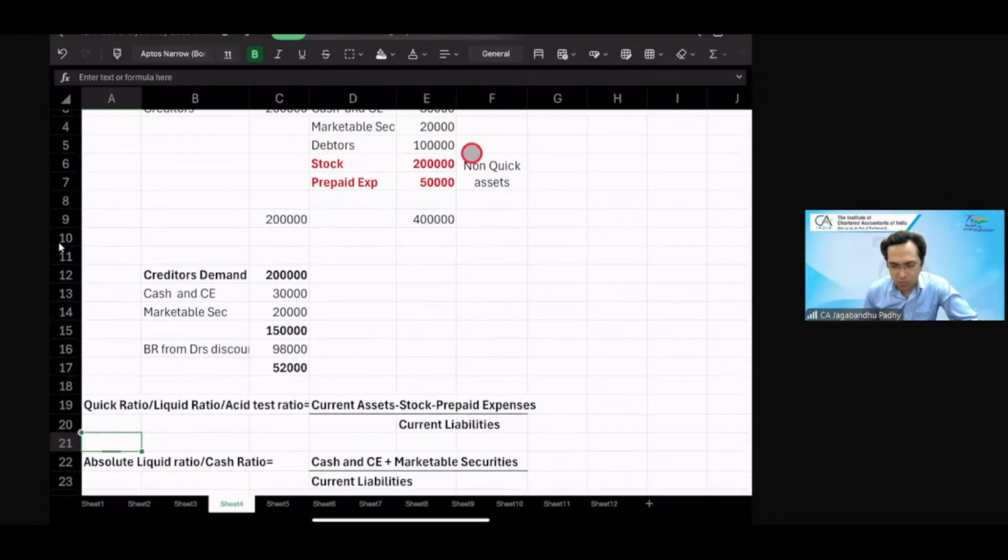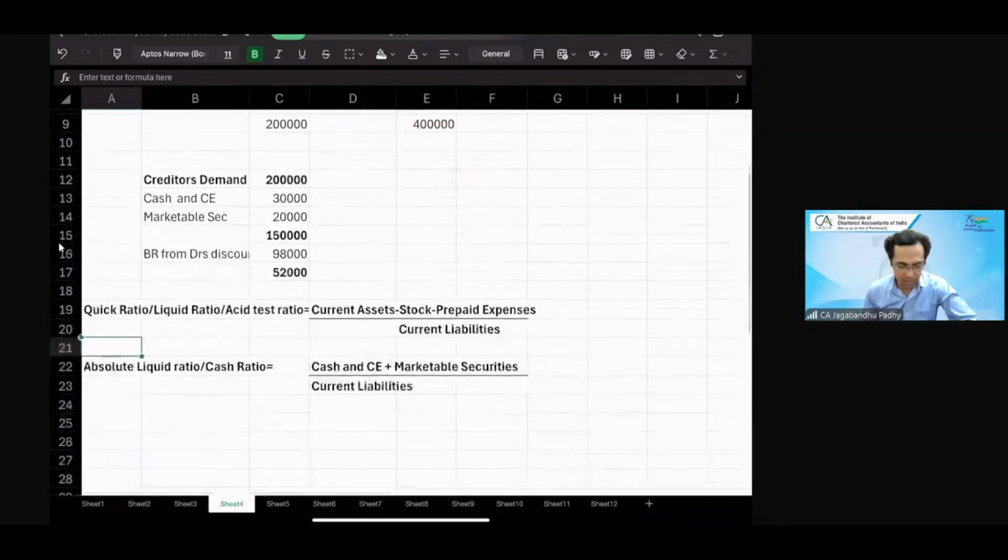So we essentially remove those non-quick assets, and then we arrive at the quick ratio, liquid ratio, or the acid test ratio, right? Which is current assets, you reduce the stock and prepaid expenses, divided by the current liabilities. We make it even more strict by using cash and cash equivalents and only marketable securities in the numerator. So we are essentially eliminating the bills receivable and the debtors from it. And then in the denominator, we have the current liabilities. Okay. So these were the 3 ratios.